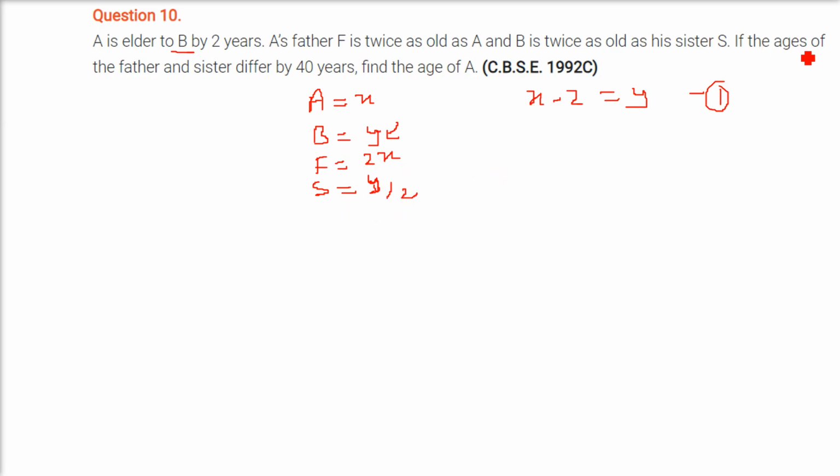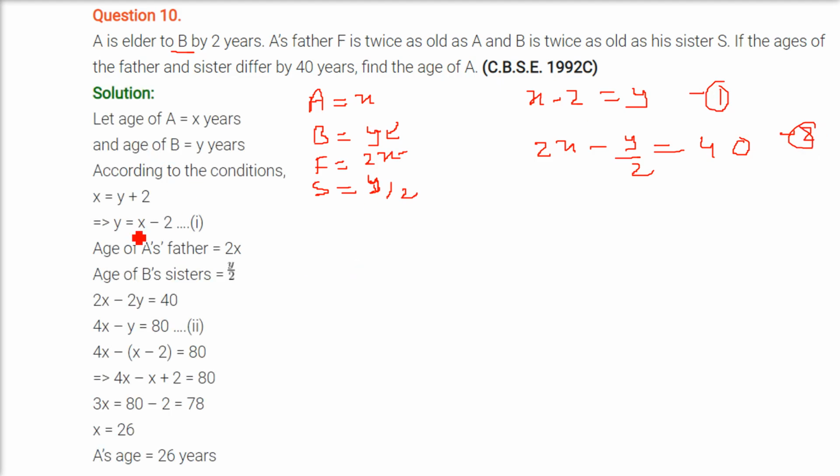If the age of father and sister differ by 40. So age of father is 2x. Age of sister is y by 2. The difference is 40. These are our two equations. So first equation is this one, y equal to x minus 2. Second equation is 2x minus 2y equal to 40. Solve this. X will be 26 years. We are just asked about the age of A. So x will be 26 years.